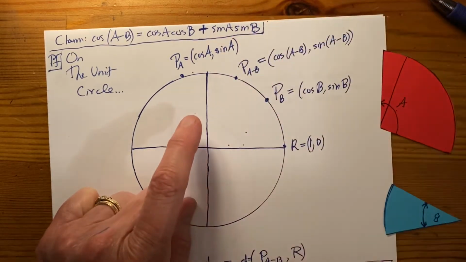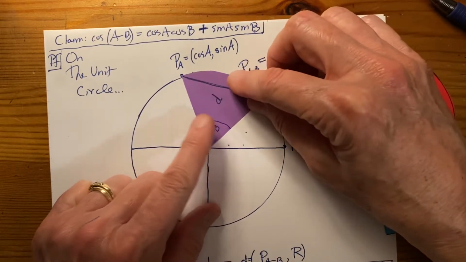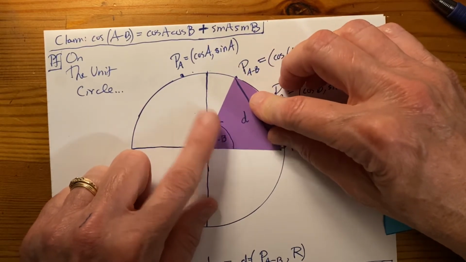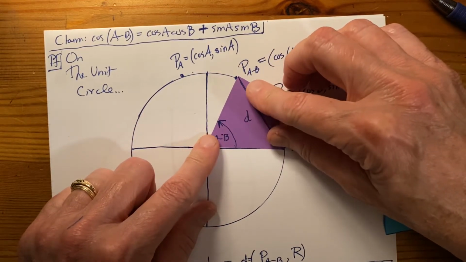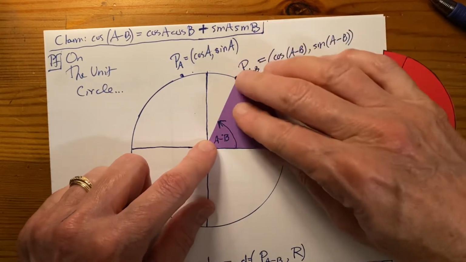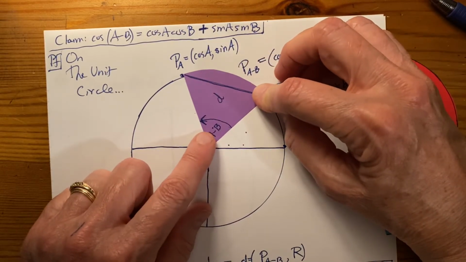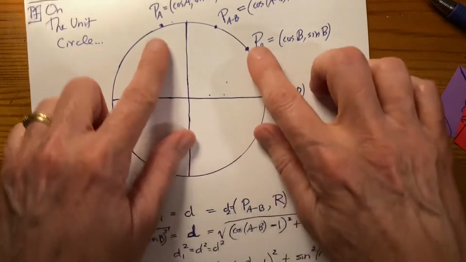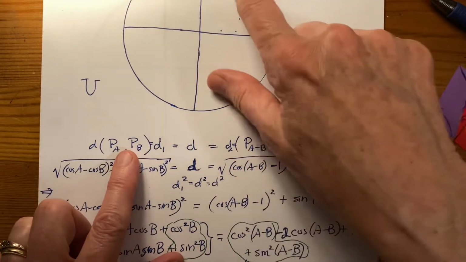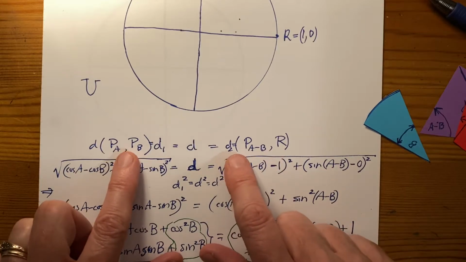Notice that this distance that was between PA and PB is the same as the distance between P sub A minus B and R. Same piece of paper. If you rotate this thing, that does not change the length of that line segment. So the distance between PA and PB is the same as the distance between P sub A minus B and R. And you remember your distance formula.